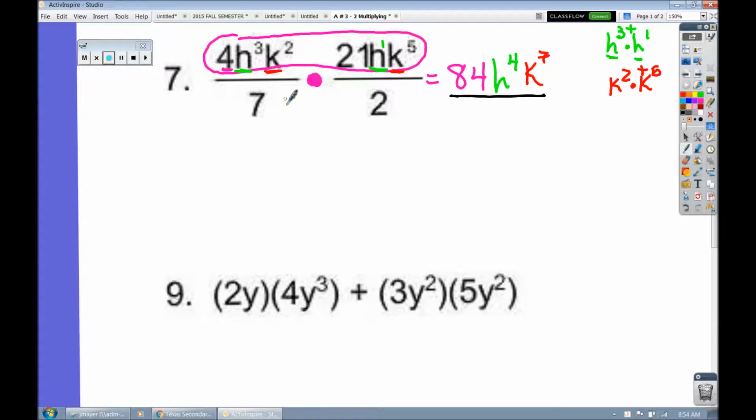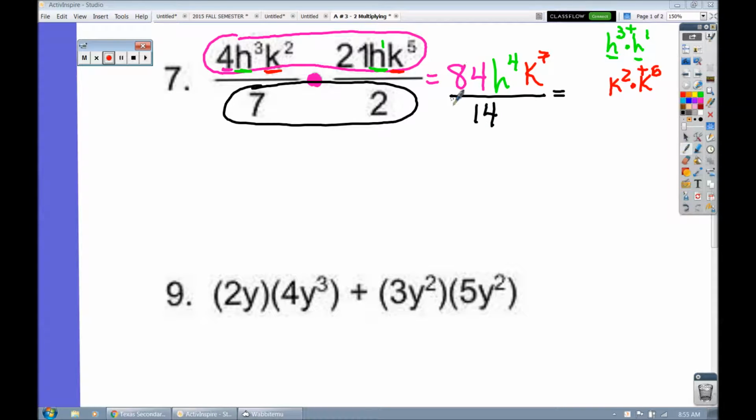Now we are going to evaluate the bottom part. We're going to multiply these two guys right here. 7 times 2 is 14. And remember, if you have a fraction, think, can you reduce that fraction? Can we reduce 84 over 14?